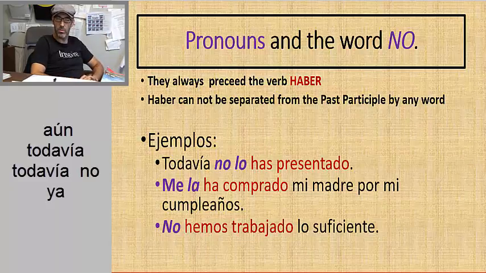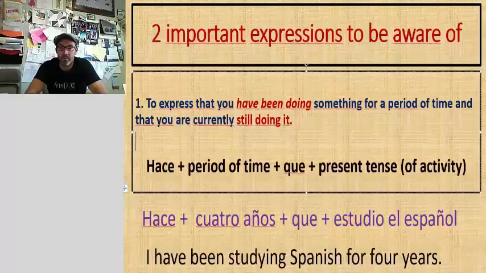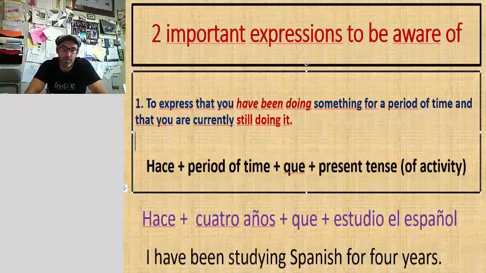That's pretty much on those. Okay, so we have two more things here before we get down with el pretérito perfecto. There are two expressions that can be confusing from English to Spanish, which do not require the pretérito perfecto, but can be confusing for Spanish-speaking learners. And these two expressions are the following.